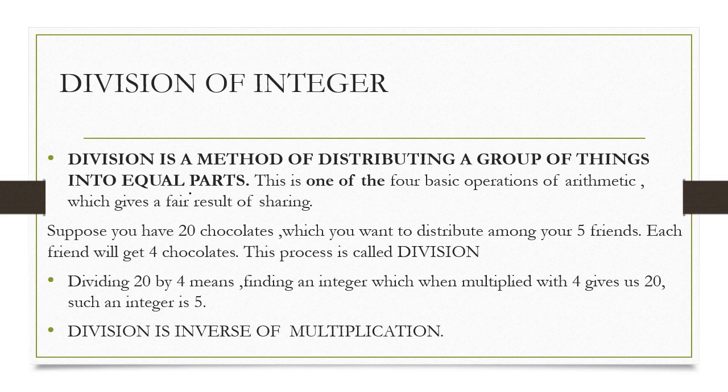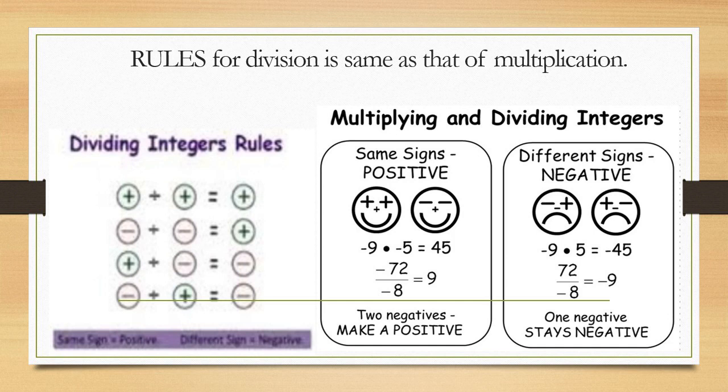Dividing 20 by 4 means finding an integer which when multiplied by 4 gives 20. So such an integer is 5, because 5 into 4 is 20. We can also say that division is the inverse of multiplication. The rules for division are the same as those for multiplication.